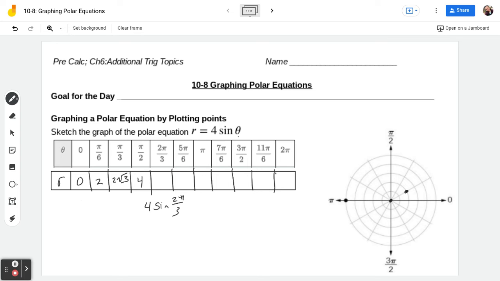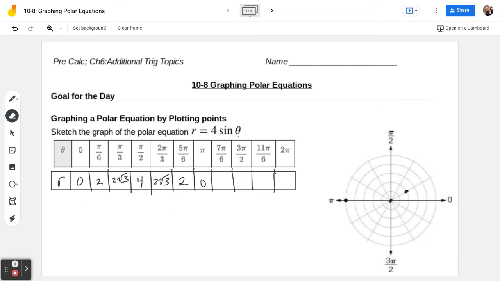Sine of 2 pi over 3 is the same thing as the sine of pi over 3. It's radical 3 over 2, so we're going to get 2 radical 3. And then sine of pi over 6 is still a half, so we're going to get 2. And then sine of pi is 0. So now is where it gets interesting.